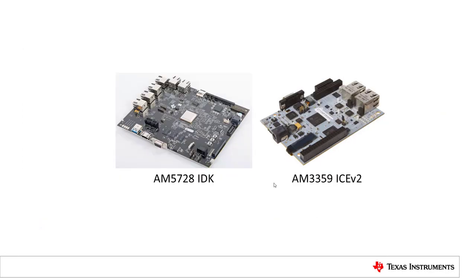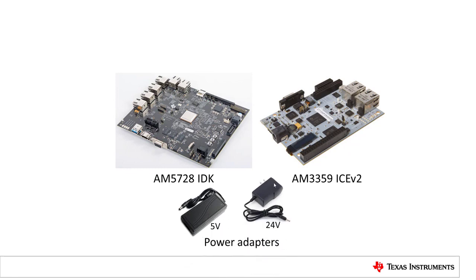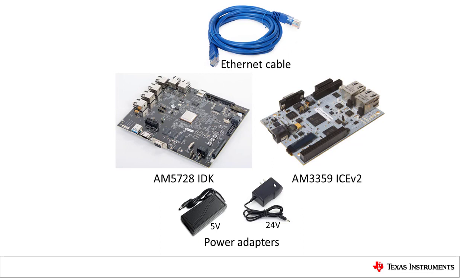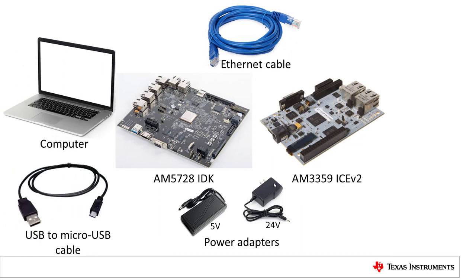Let's check we have all the hardware required for building and running the EtherCAT master demo. For these two boards, we will need the respective power supply adapters. We will also need an Ethernet cable for connecting them. A USB to micro USB cable will be used for connecting the IDK board to a computer. And a micro USB will be used for booting and loading the EtherCAT slave into the ISV2 board.